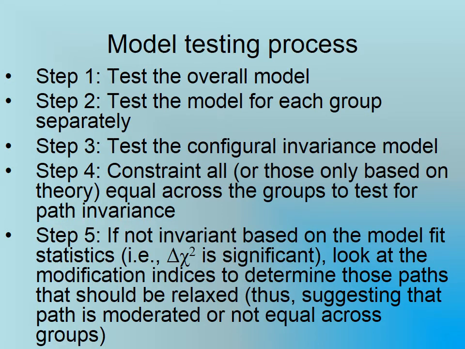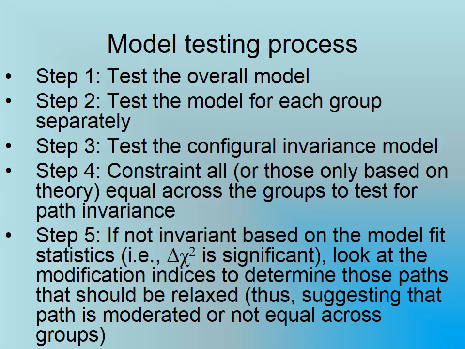Typically, you want to follow a 5-step process when testing for path analysis and invariance. In your first step, you want to test the overall model and make sure that the model fits well as a whole. Again, it's the overall model where you're combining both samples together, in this case, those kids whose parents pay and do not pay for college. The second step is you want to test whether the model fits well for each group separately. In this case, those kids whose parents pay for college and those kids whose parents do not pay for college.